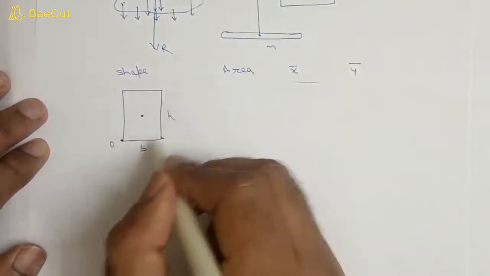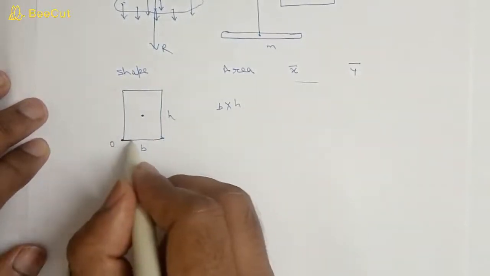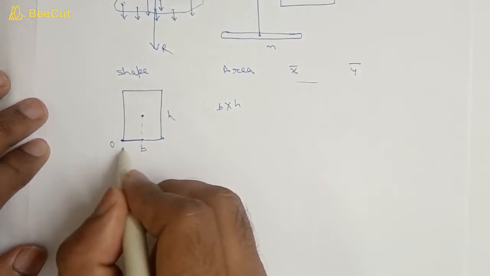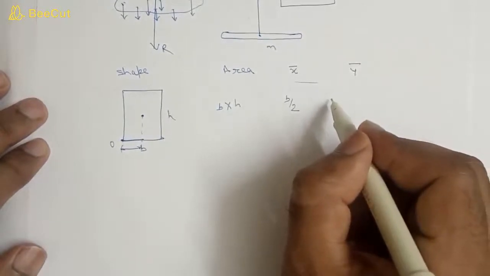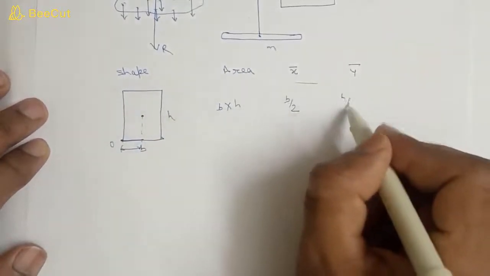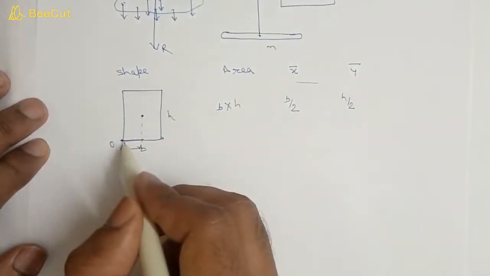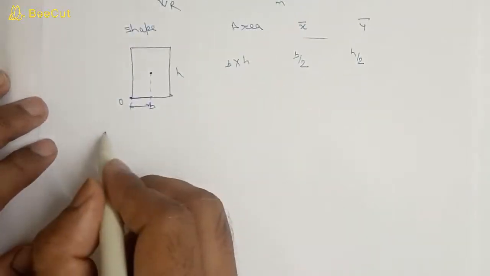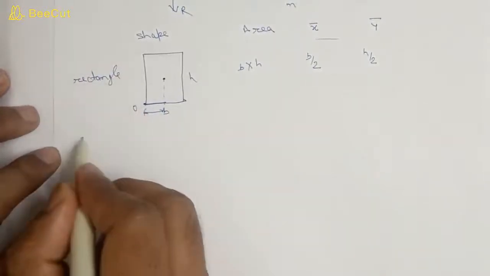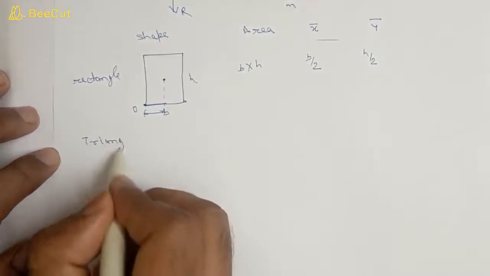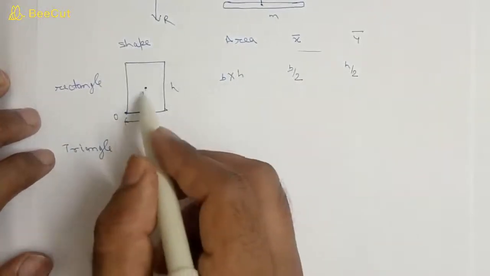What will be the area of the rectangle? It will be breadth into height. The centroidal x-axis will be here. What is this length? This is b by 2, and y bar will be h by 2. So the centroid of a rectangle is at b by 2 and h by 2 from this point. Then we will take the triangle. You have to remember that for a rectangle the centroid is at b by 2 and h by 2.